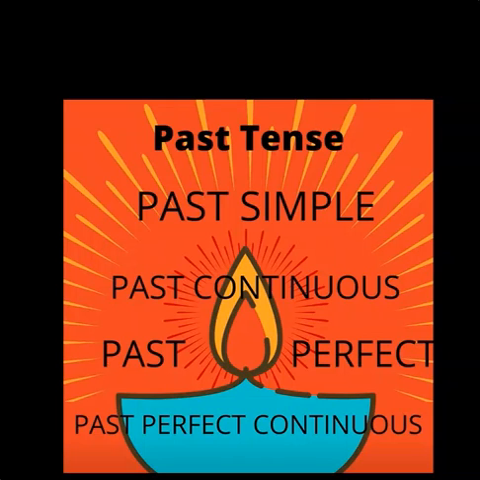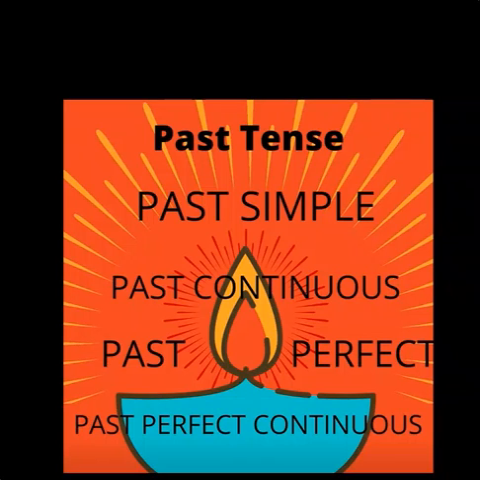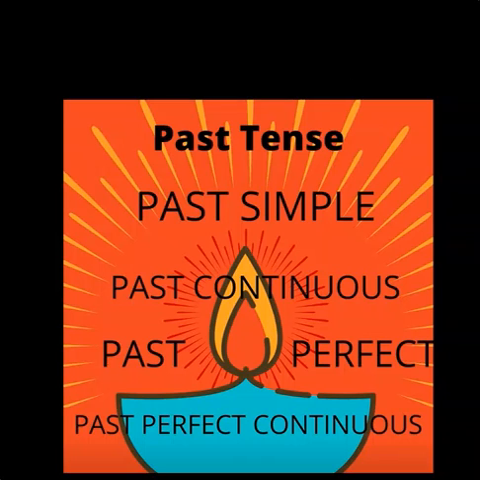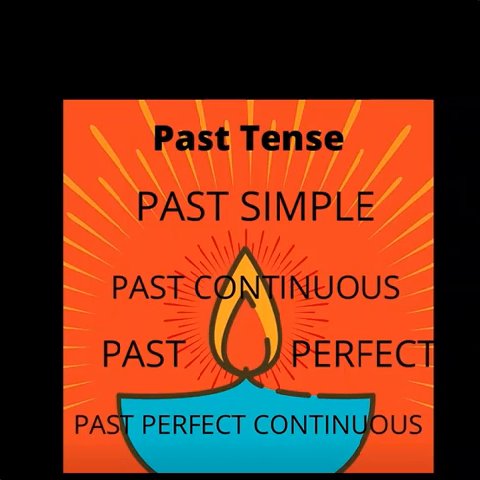So past tense, we have past simple, past continuous, past perfect and past perfect continuous. Let's study one by one. Before that, let me tell you the simple definition of past tense. The past tense is used to describe things that happened in the past. For example, I joined the circus. The verb joined is in the past tense.